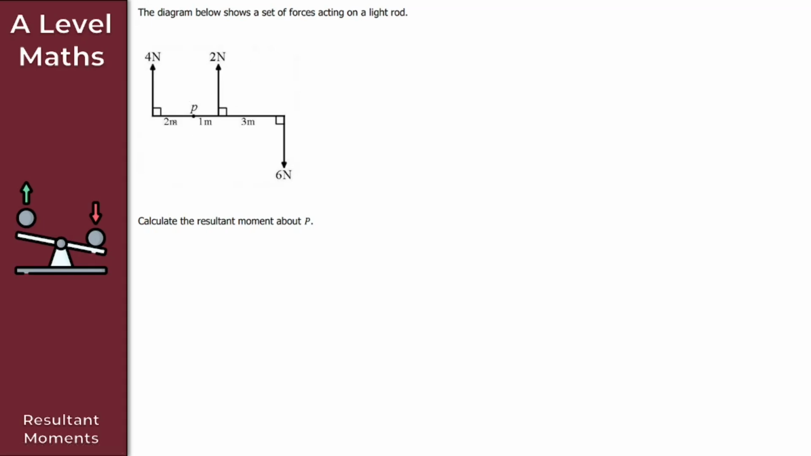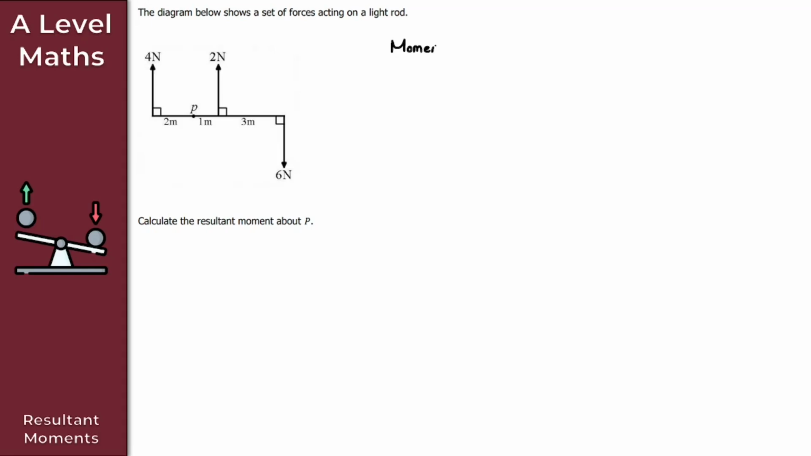We do have a number of forces here. We've got this 4 Newton force acting upwards, a 2 Newton force also acting upwards, and finally a 6 Newton force acting downwards. To start off, we're going to find the moment of each individual force, and then we can go on to find the resultant moment. Let's start with the 4 Newton force.